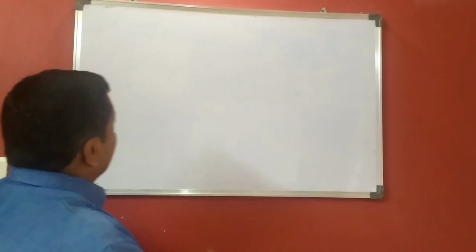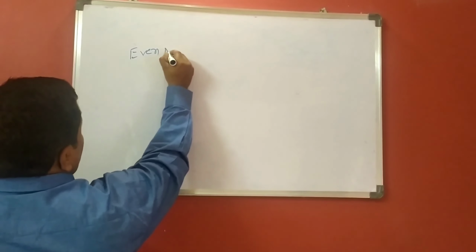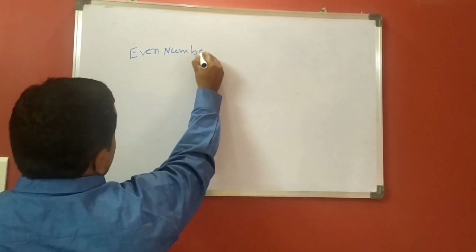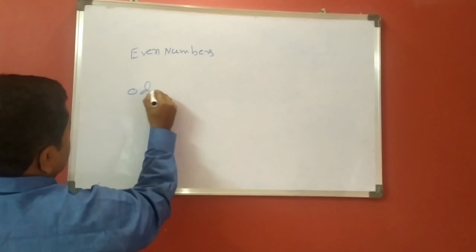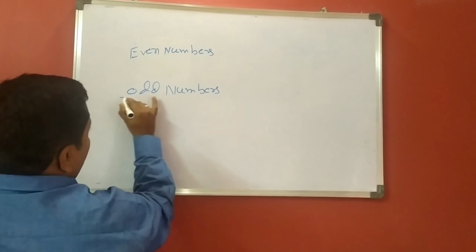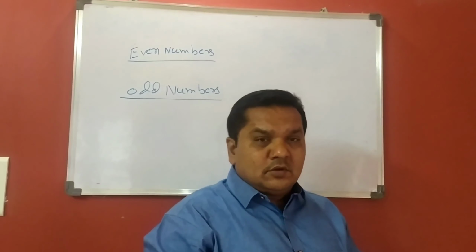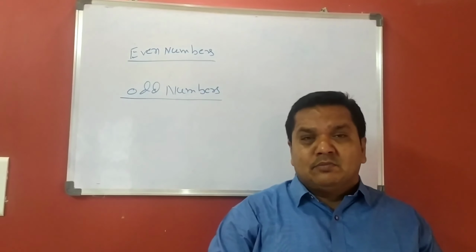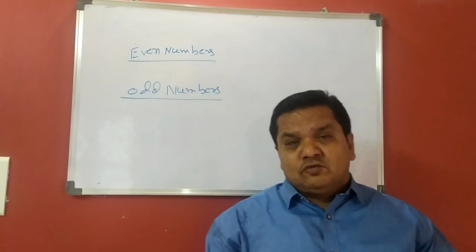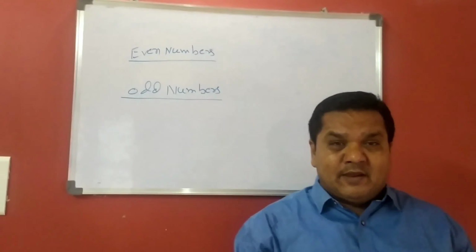Now we have to discuss even numbers and odd numbers. Already we know this main basic concept. If a number is divisible by 2, and we get the remainder 0, that is called an even number.